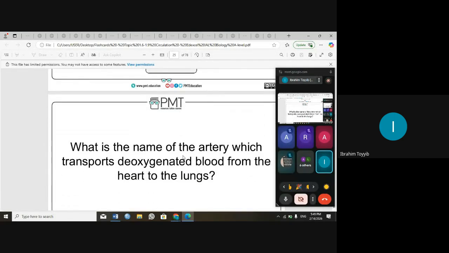Okay, what is the name of the artery which transports the oxygenated blood from the heart to the lungs? Pulmonary artery.